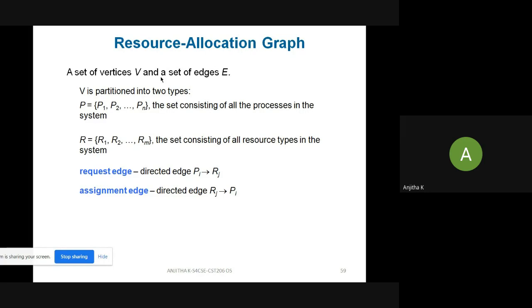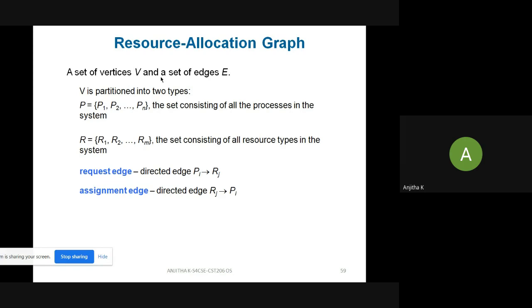Okay, now, who is holding the resource Rj? Pi is holding it. That is the assignment edge. Okay, Rj is assigned to Pi. And what is the request edge? Requesting. That is, process Pi is requesting the resource Rj. Okay, that is the request edge and the assignment edge.